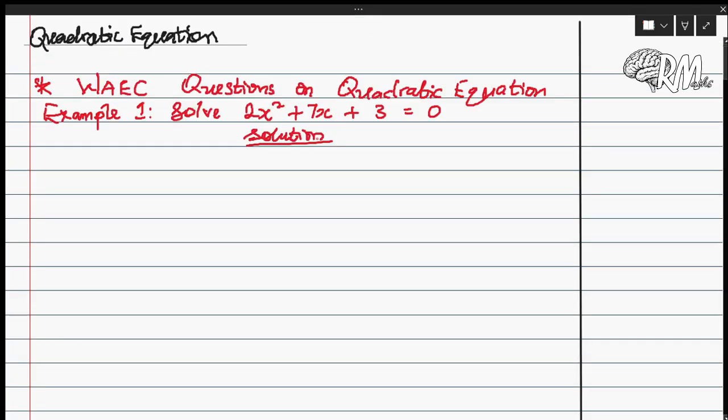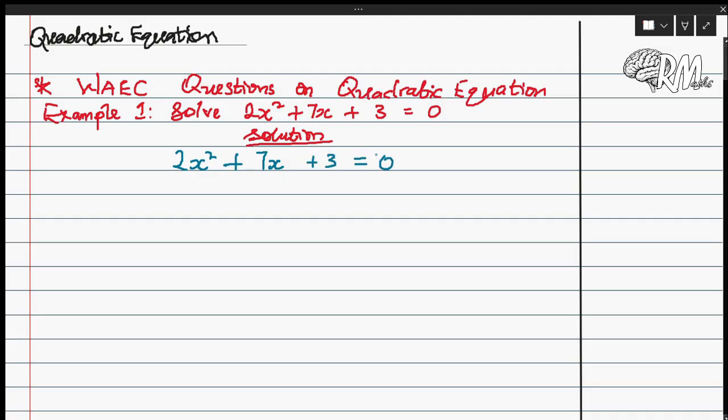So let's see some WAEC quadratic equation questions. These questions are very, very tricky, so we just have to be very careful and very precise when we are solving them. So this one, example 1, says solve 2x squared plus 7x plus 3. Now to solve this kind of question is also very easy. I have 2x squared plus 7x plus 3 equals 0.